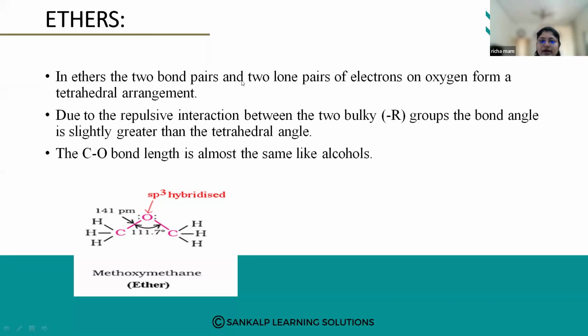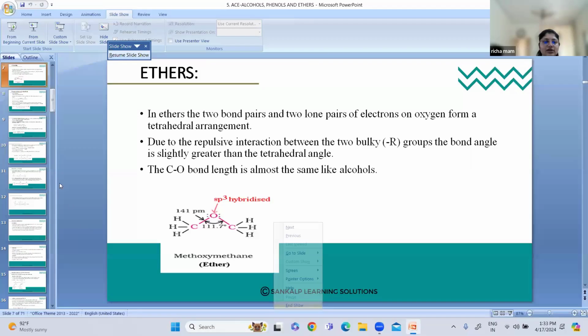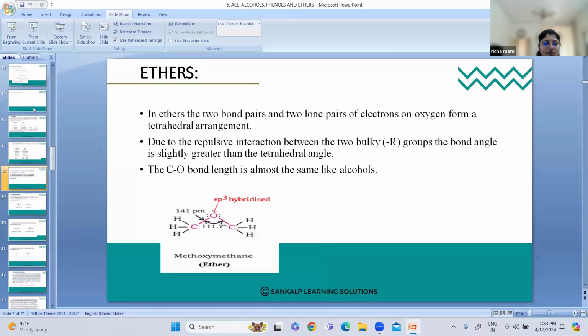So in ethers, we had to start with nomenclature. Let us see the nomenclature, and then we'll proceed to the methods of preparation. Firstly, the nomenclature of ethers. The common names of ethers are derived from the alkyl or the aryl group. You have to write the alkyl or the aryl groups as separate words in alphabetical order. First write the alkyl or aryl word, and then followed by the word ether.